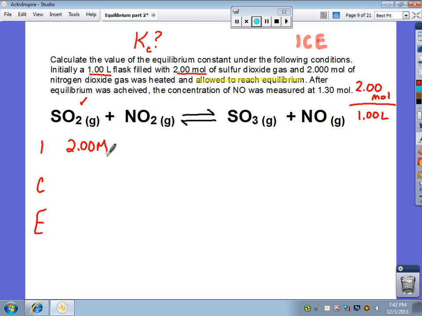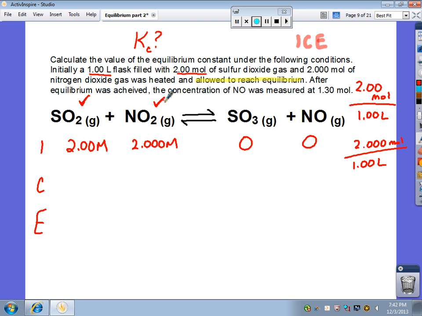What about nitrogen dioxide? That's here. What do I have? I have 2.000 moles in 1.00 liter. That's going to give me a 2.000 molar solution, or gas concentration. Now, does it say anything at all about SO3, sulfur trioxide, or nitrogen monoxide? Nope. That means when you start, there is nothing here, because initially only these two reactants are in the container.